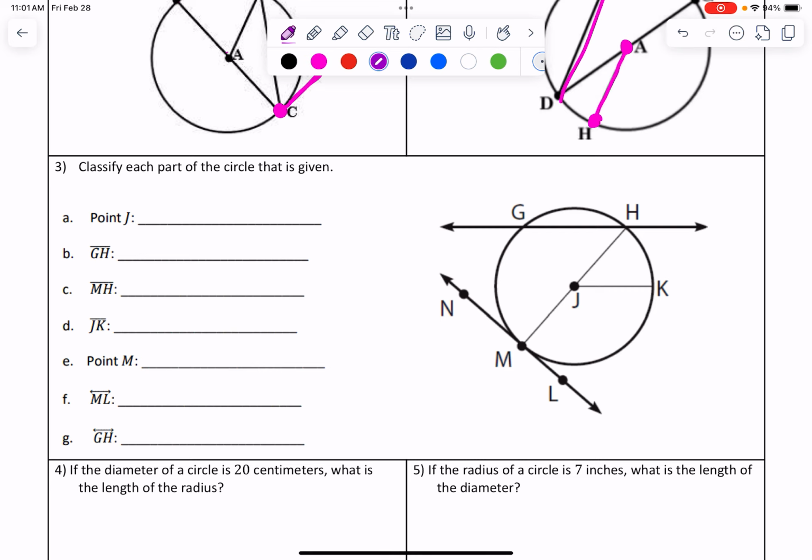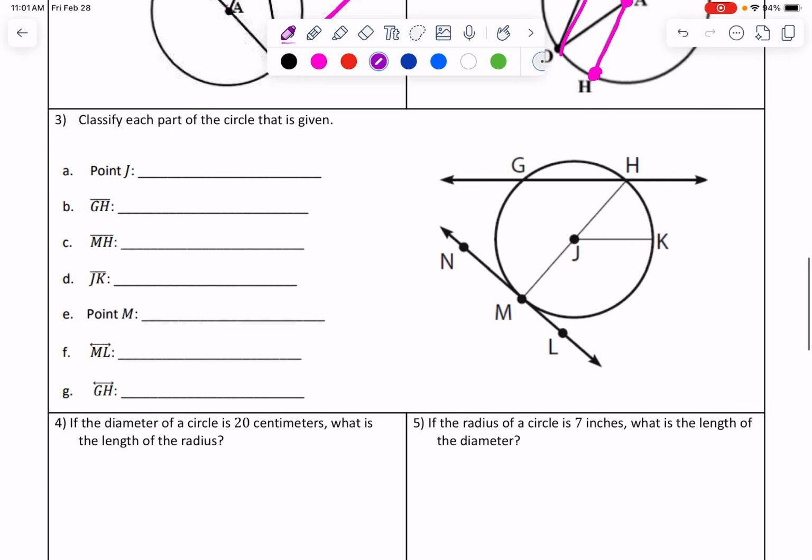It says classify each part of the circle that is given. So point J is right here, which is in the middle. That would be your center point. You could also just say center. G to H, now notice the notation right here. It's a line segment, which means it only goes from here to there. It's not extended outside, versus like G, where you have lines, like arrows above. Those are going to be different.